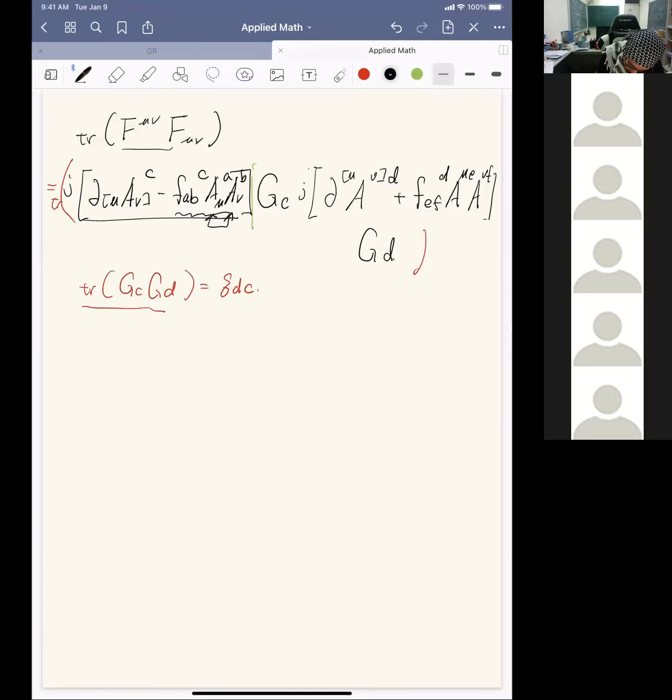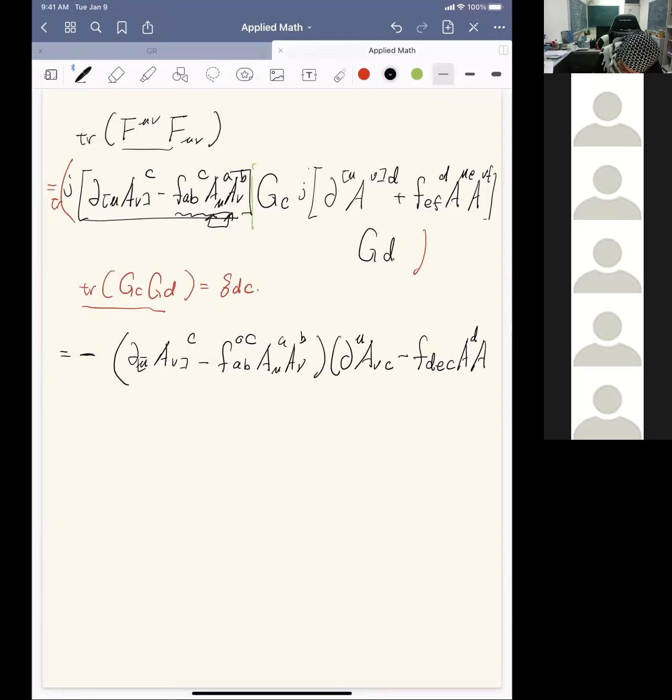Therefore, this entire Lagrangian becomes minus partial mu A nu C minus F A B C A mu A nu B times, let me write the C where it's contracted, minus F D E C. Sorry, this nu should be upstairs.